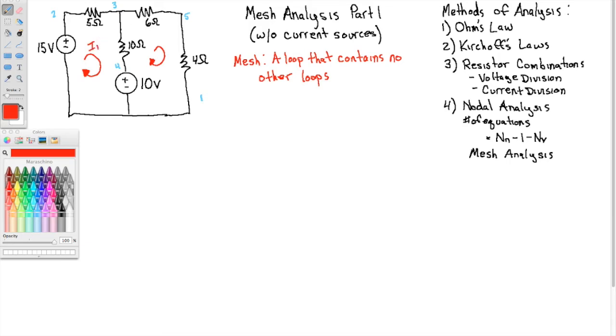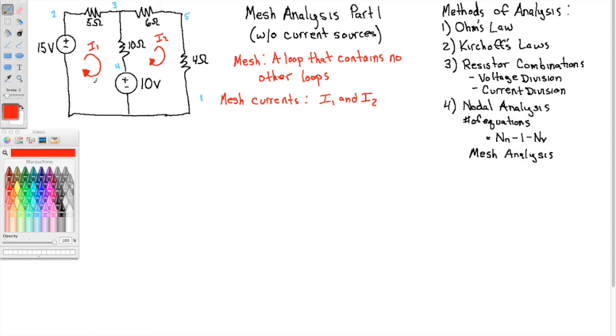And similarly around mesh 2 here, suppose that there is this hypothetical current that's just going through the 6 ohm, through the 4 ohm, up the 10 volts, up the 10 ohm, and back here. Okay, we know that it really splits off into the branches, but let's just suppose there's that hypothetical current, I2. Okay, those are our mesh currents. So I'll just list those here. Mesh currents, I1 and I2.